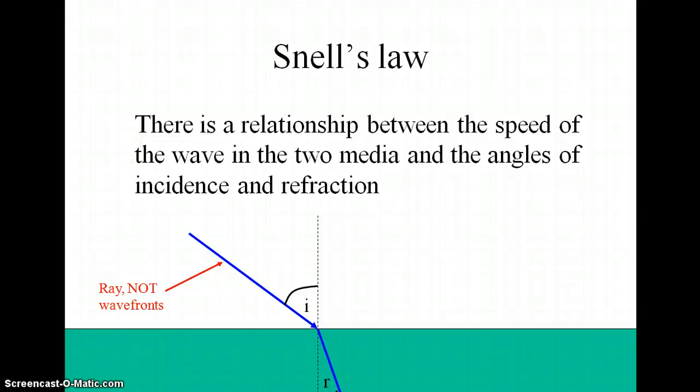Now here we've got our ray. Remember, the ray shows the direction that the energy travels. Remember, the wave front, of course, will be at 90 degrees to the ray. But we're interested here in rays. This is the angle of incidence. That's the angle that the ray hits the boundary. Notice we always measure angles with a normal. This is the angle of refraction down here.